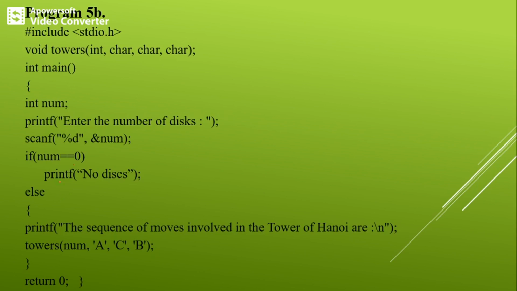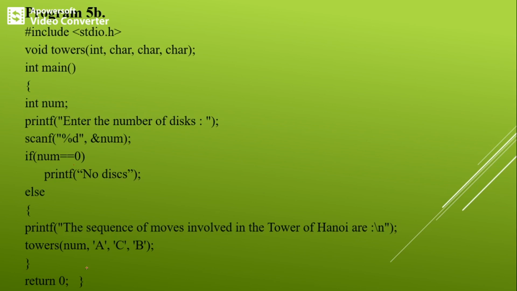Else, suppose the number of disks is greater than 0, in that case I am going to show the sequence of moves involved in the Tower of Hanoi. So that's why I am going to call the towers function. The towers function will do the job of moving disks from the source to the destination. Towers will need 4 parameters: the number of disks, the source peg named A, the destination peg named C, and the auxiliary peg named P. And finally I am going to return 0.